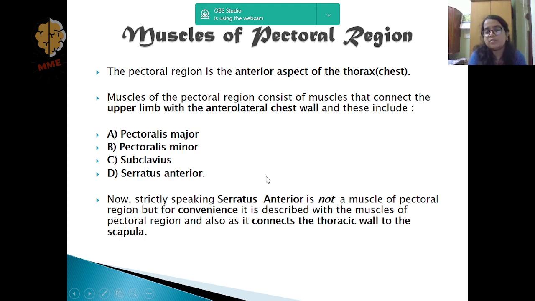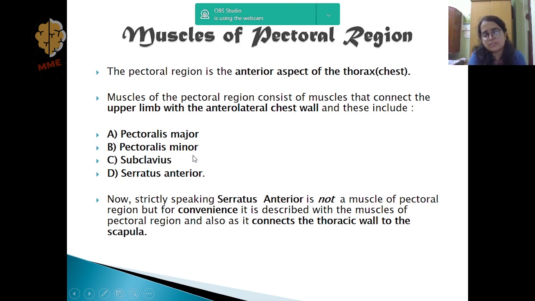Now, strictly speaking, and in a much simpler way, Serratus Anterior is not a muscle of the pectoral region, but a muscle of the thoracic wall. It clothes the thoracic wall, but for convenience it is described with the muscles of the pectoral region, and also because it connects the thoracic wall to the scapula. Among these four muscles, Pectoralis Major and Serratus Anterior are the most important for you. Subclavius is not at all important.